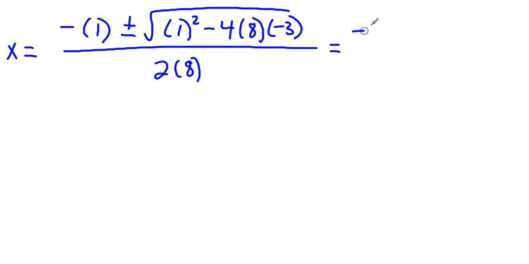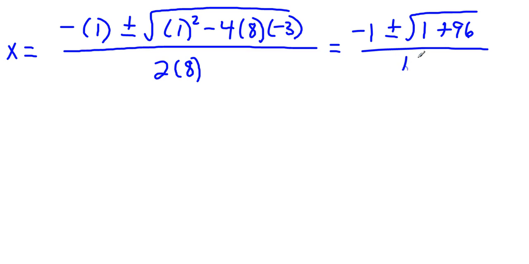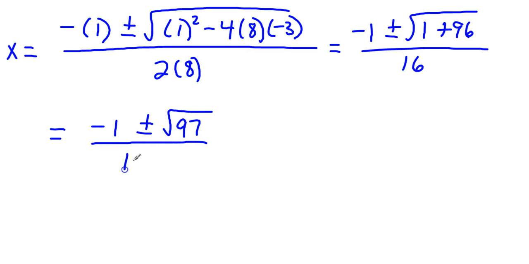Okay, so that's a -1, plus or minus. 1 squared is 1. -4 times 8 is a -32. But -32 times a -3, that's a positive 96, over 16. So that's -1 plus or minus the square root of 97 over 16.